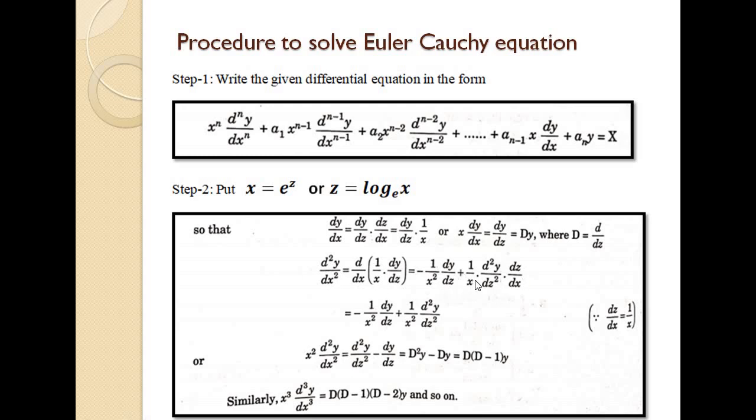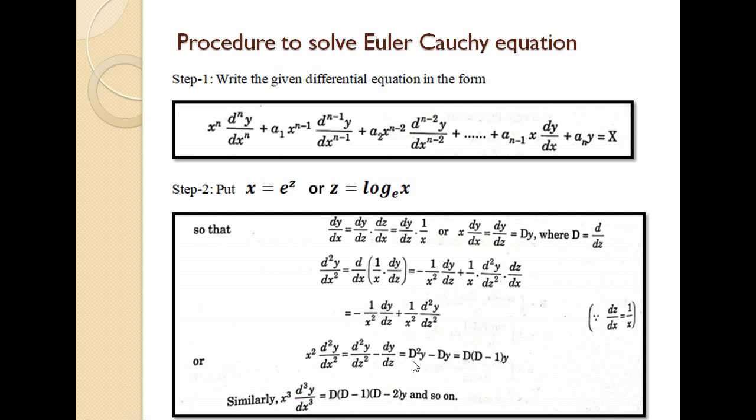So this will be equal to minus 1 by x square into dy by dz plus 1 by x into d square y by dz square, and here this dz by dx is 1 by x. So this will be simplified as minus 1 by x square into dy by dz plus 1 by x square into d square y by dz square. So take 1 by x square common from these two terms and cross multiply. You will get x square into d square y by dx square is equal to d square y by dz square minus dy by dz.